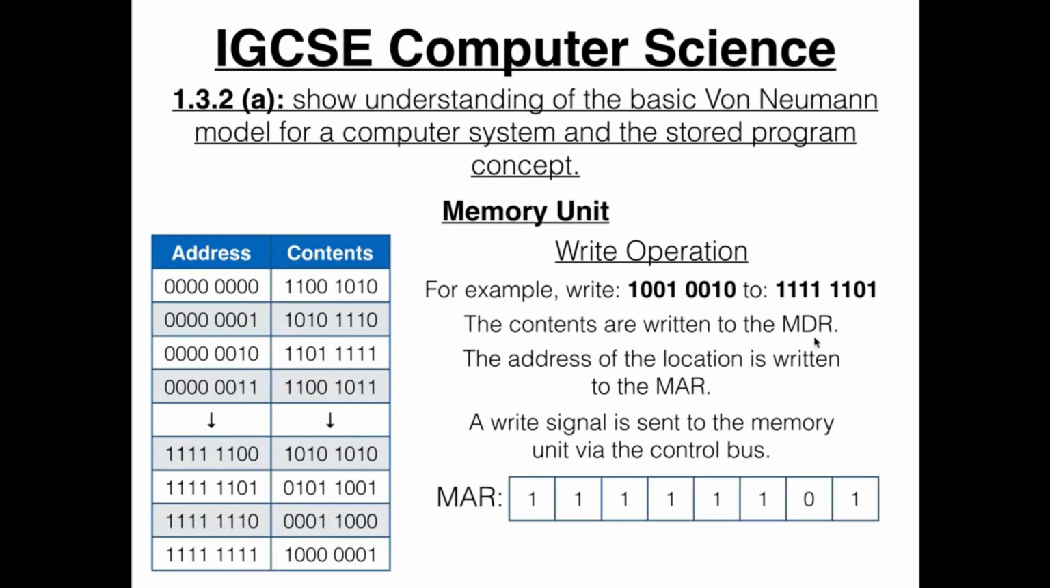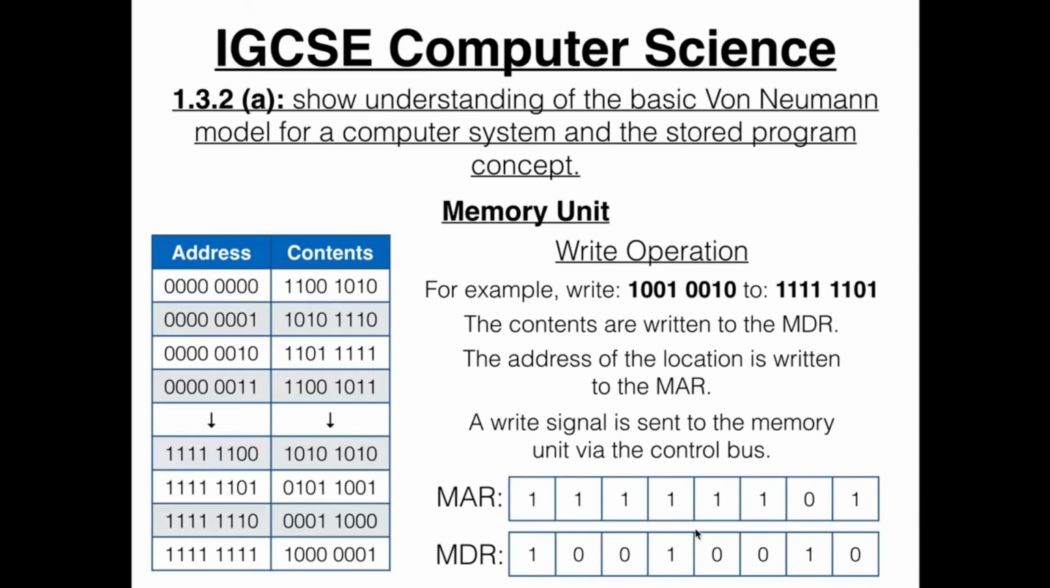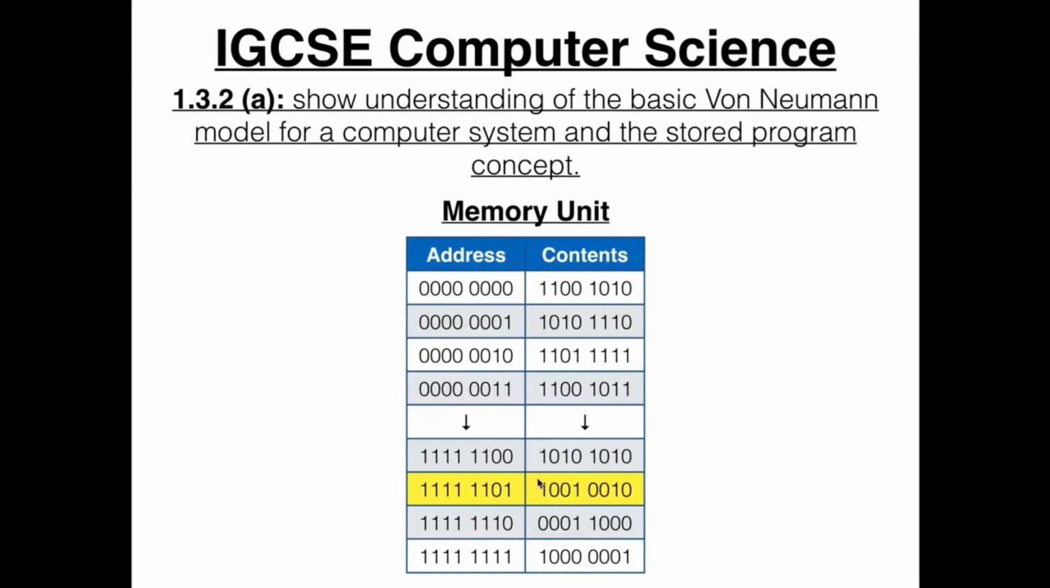So the MAR would contain the address, and of course the MDR would contain the data. If you remember this table here, and this location right here, the address and the contents, well, we're going to replace that with the new contents. The reason I'm showing you this is because there's one exam question which said show the changes that have been made to the memory unit. So basically what you have to do is fill in what has been changed. So this has been changed right here.